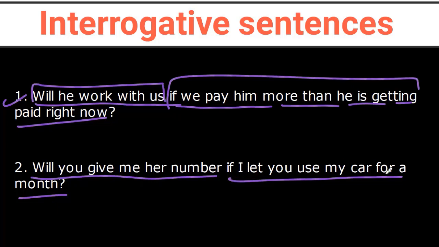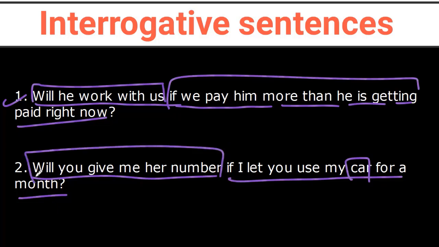All right. So if I let you use my card for a month, if I let you use my car, not card, all right, my bad. If I let you use my car for a month and you really want my car, you don't have a car, you want to drive a car and you want to go to work, and you don't have one, and I can give you one. So if I let you use my car for a month, will you do this? Will you give me her number? That's a question I'm asking, right?